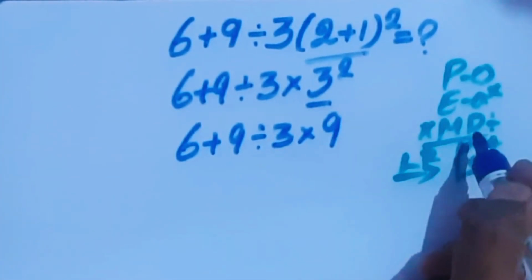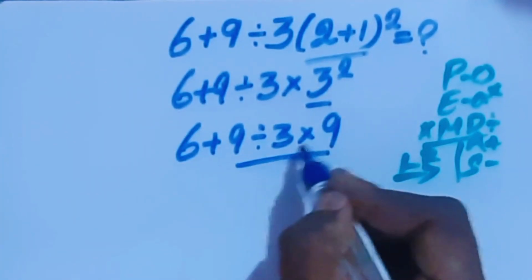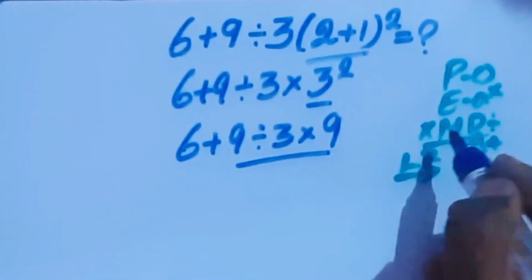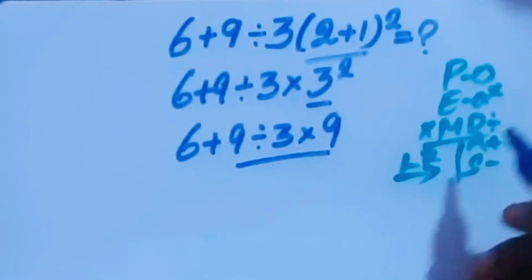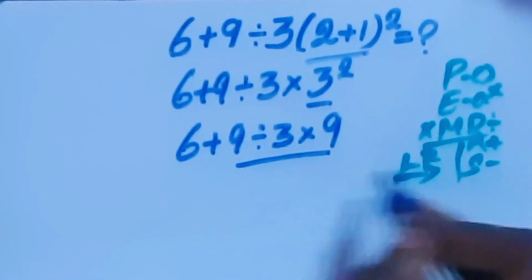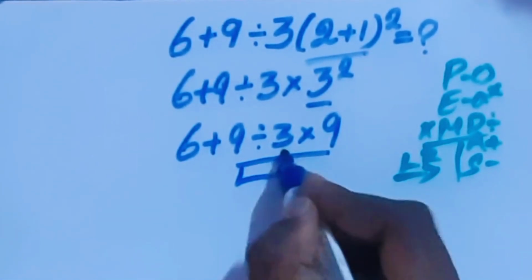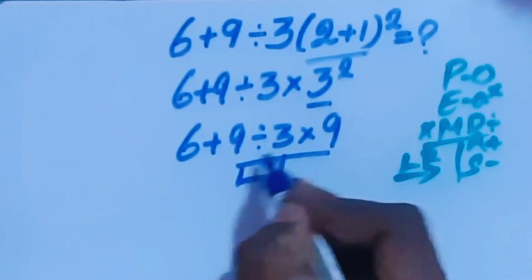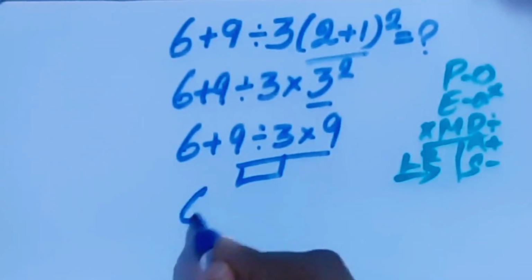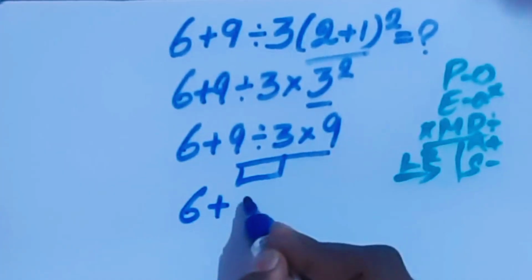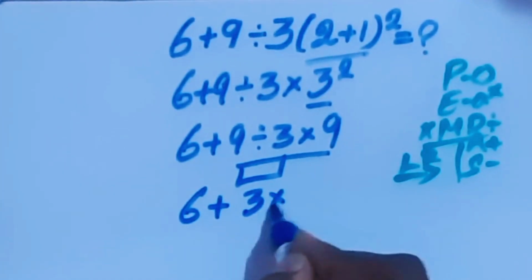Here the next priority is multiplication and division. So we have to do this division and multiplication before this addition. Multiplication and division are both equal priority. For this equal priority we use left to right. Here left to right is 9 divided by 3. So we have to do this 9 divided by 3 before this operation. Here 6 plus 9 divided by 3 is 3 times 9.